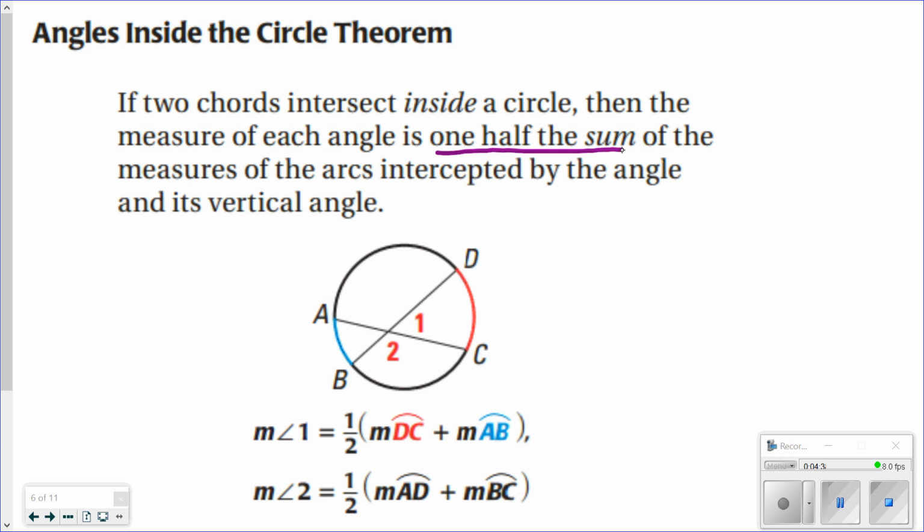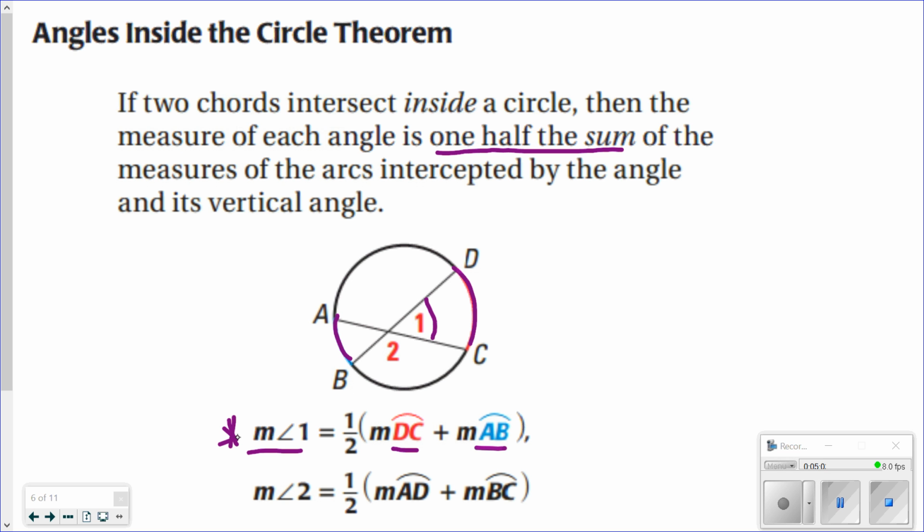So if I'm looking at this angle here, angle 1, how I would figure out the measure of angle 1 is that I would do 1/2 times the measure of the intercepted arcs. So in this case, arc DC and arc AB. So I would add those 2 arc measures up, divide that number by 2, and that would give me the measure of angle 1.